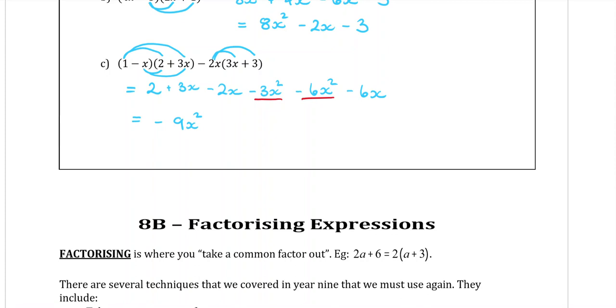Then I have 3x minus 6x, and minus 2x, nearly missed one. So 3 minus 2 is 1. Minus 6 makes negative 5x. And finally, the only term that's left is the 2, so plus 2 on the end. Okay, so that was our revision part.